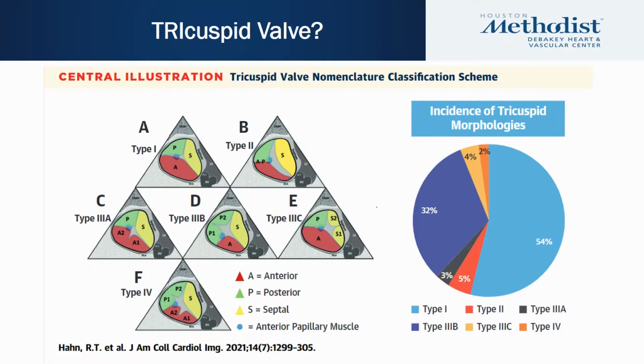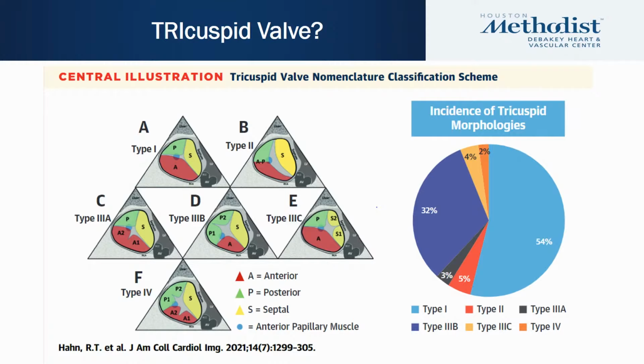patients with type 2 had 2 leaflets, so they have the septal leaflet and the fused anterior posterior leaflets. Type 3A is where patients had the septal leaflet, a posterior leaflet, and 2 anterior leaflets, an A1 and an A2. Type 3B, which is the second most common type, is where patients had a septal leaflet, anterior leaflet, and 2 posterior leaflets. And type 3C is when they had 1 anterior leaflet, 1 posterior leaflet, and 2 septal leaflets. And finally, type 4 was when patients have 5 leaflets, so 1 septal, 2 posterior, and 2 anterior.